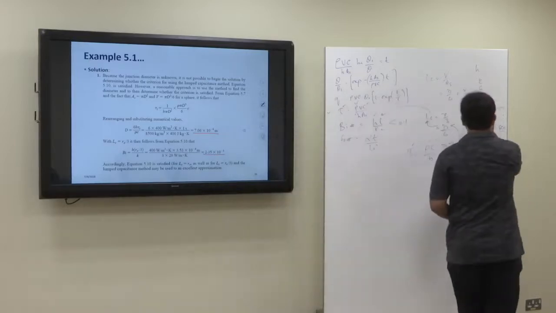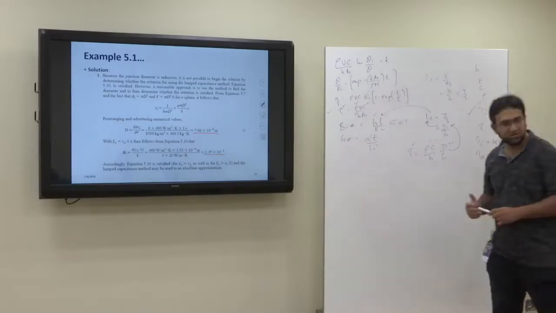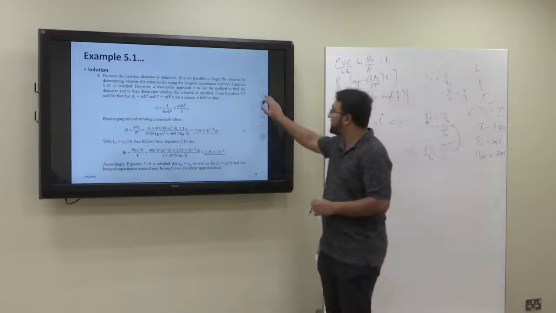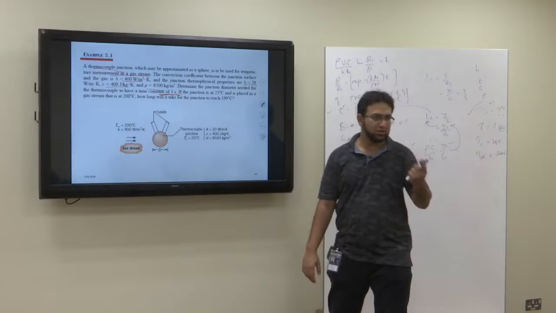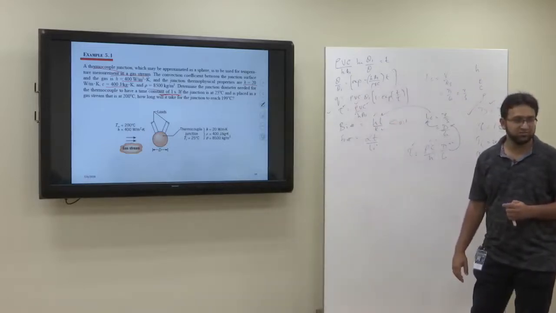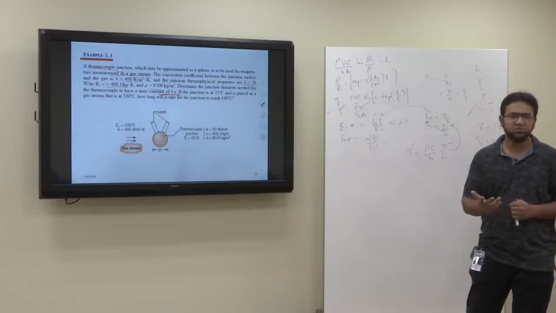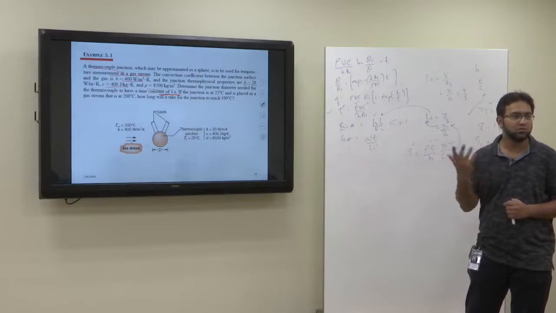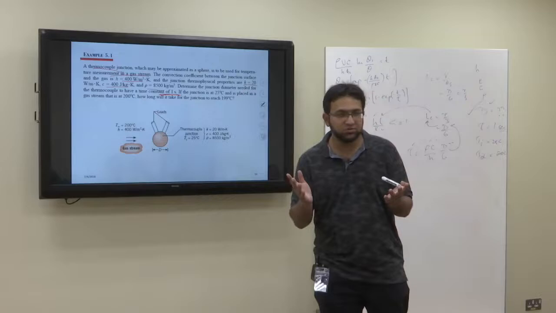We determined the diameter. This is now done. Is it clear? Yes, it is. Okay. Now let's move towards the second part. If the junction is at 25 degrees centigrade initially and placed in a gas stream that is 200 degrees centigrade, how long will it take for the junction to reach the temperature? What is required to be found? How long? Time is required to be found.